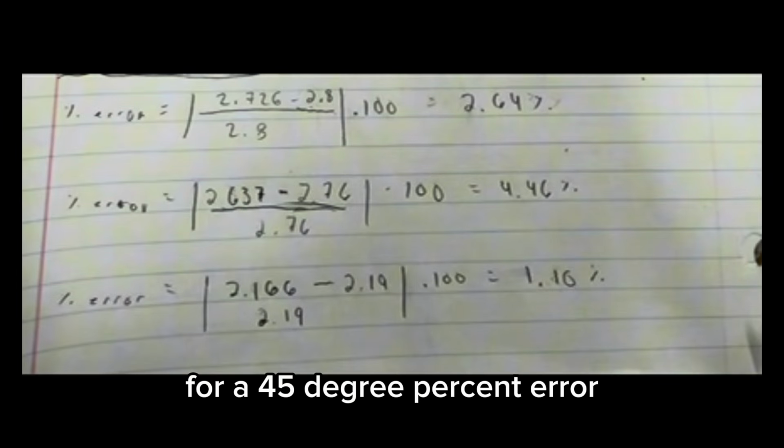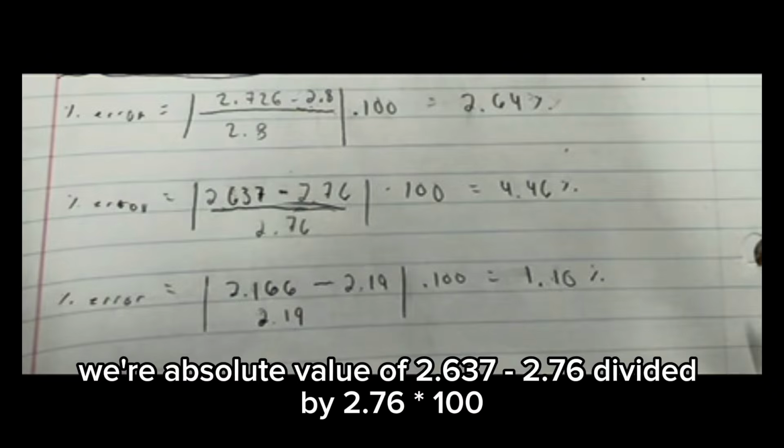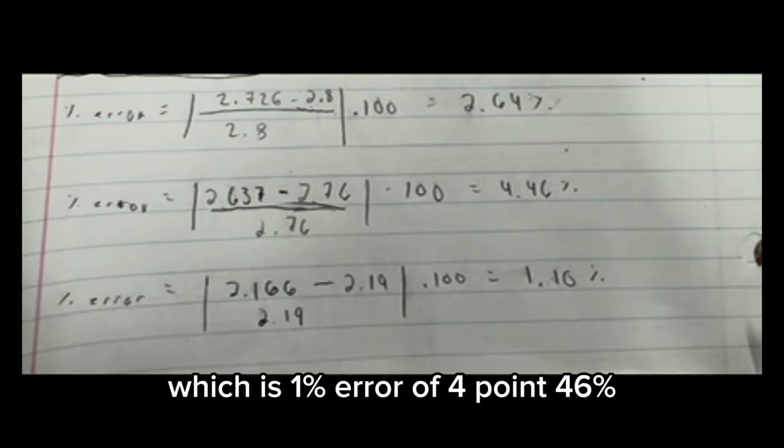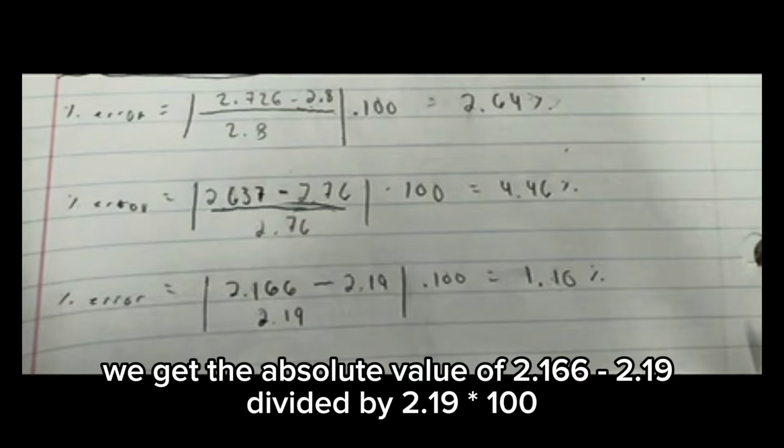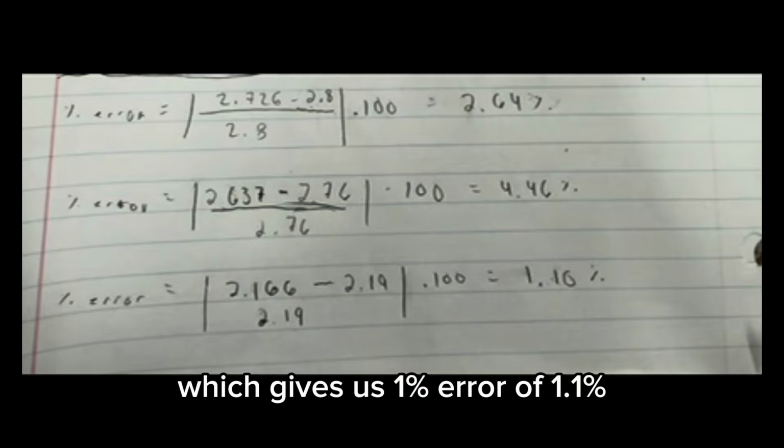For our 45 degree percent error, we're at the absolute value of 2.637 minus 2.76 divided by 2.76 times 100, which is a percent error of 4.46%. For our 60 degree angle, we get the absolute value of 2.166 minus 2.19 divided by 2.19 times 100, which gives us a percent error of 1.1%.